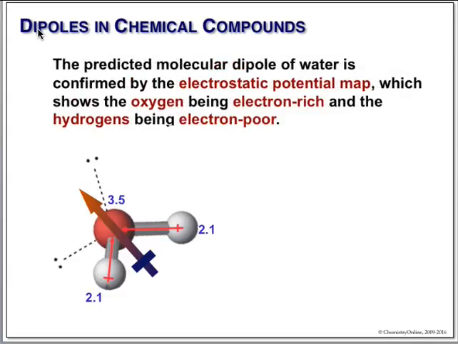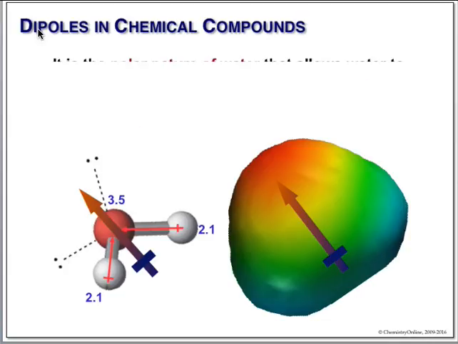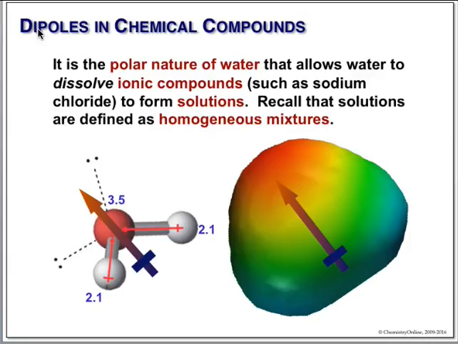So if we look at the electrostatic potential map for water, this is what we see. Down here we have a big blue bottom end, and up here we have rich excess electrons. So water is a very polar compound. The fact that water is polar like this, that it has this dipole, is what allows it to dissolve things like ionic compounds. We'll also see that this is the reason that we can have acids and bases in solution.